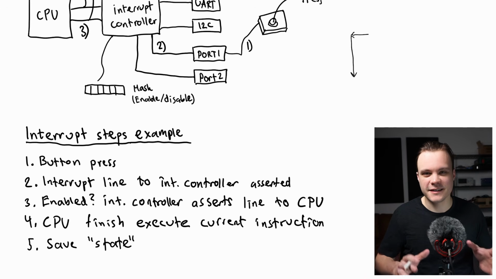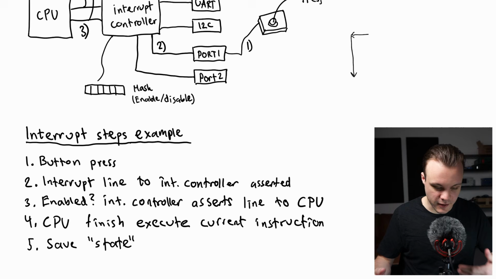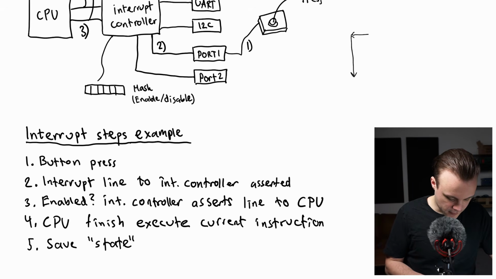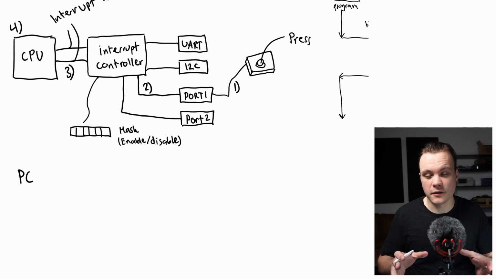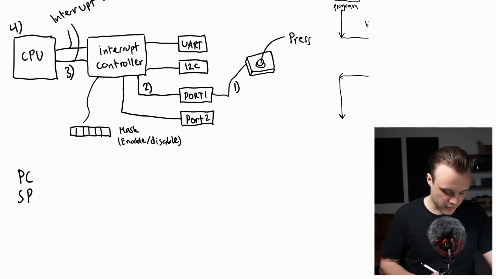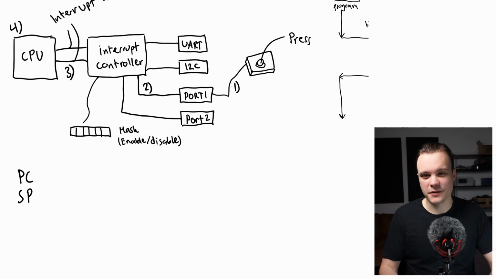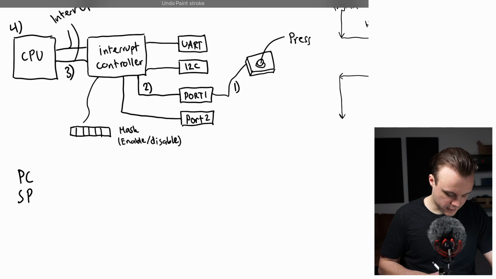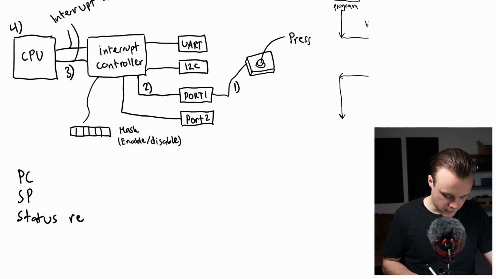And by saving state, I mean that the CPU has a bunch of registers that it uses to keep track of the current state of the program. So it has a register for keeping track of the current program counter, which is a register that points to the current instruction the CPU is executing. And it also has a register to keep track of the stack pointer, which is the register that points to the top of the stack. And then it's going to have some status registers and some general registers.